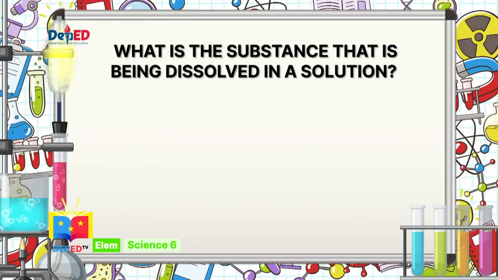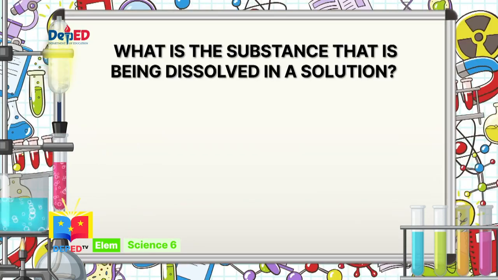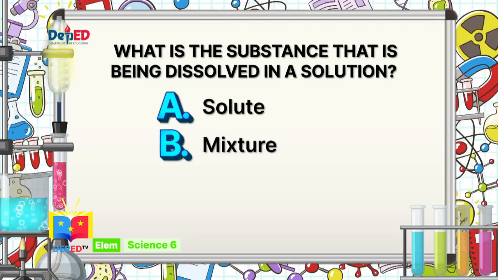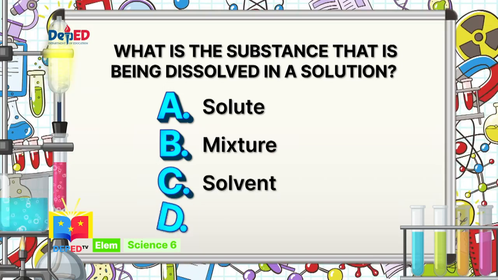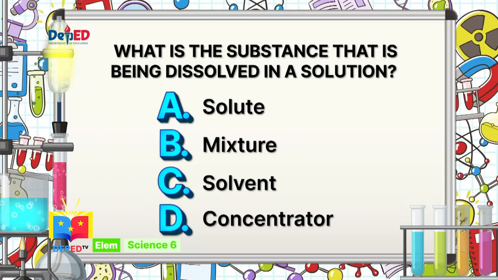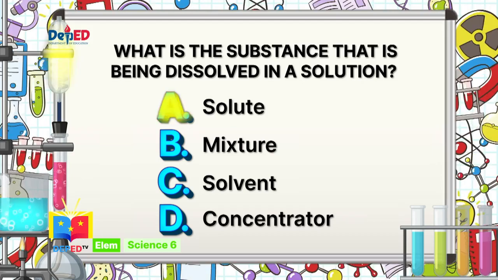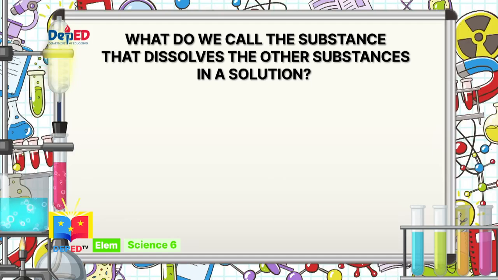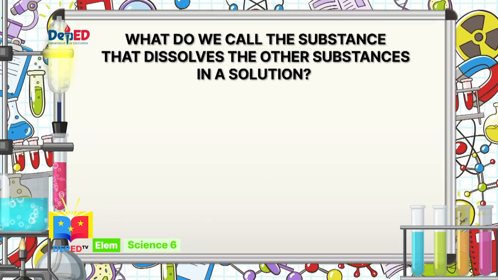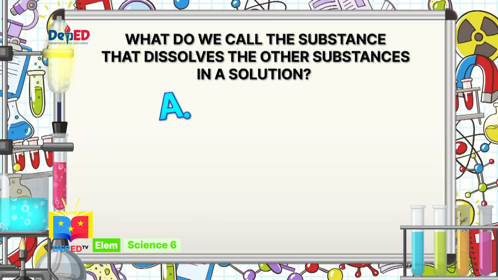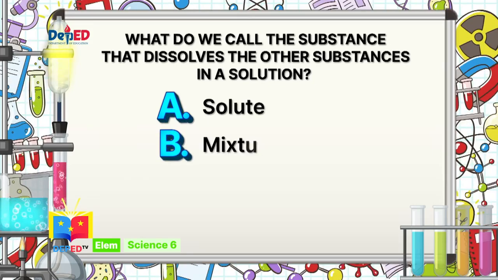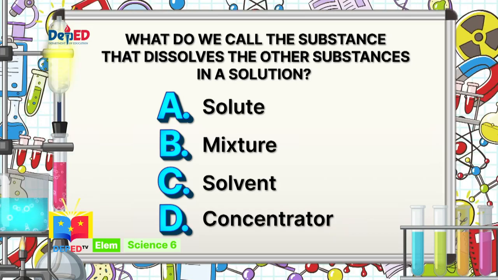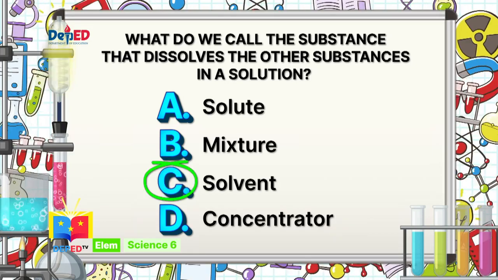Number 3. What is the substance that is being dissolved in a solution? A. Solute. B. Mixture. C. Solvent. Or D. Concentrator. The correct answer is A. Solute. Number 4. What do we call the substance that dissolves the other substances in a solution? A. Solute. B. Mixture. C. Solvent. Or D. Concentrator. The correct answer is C.